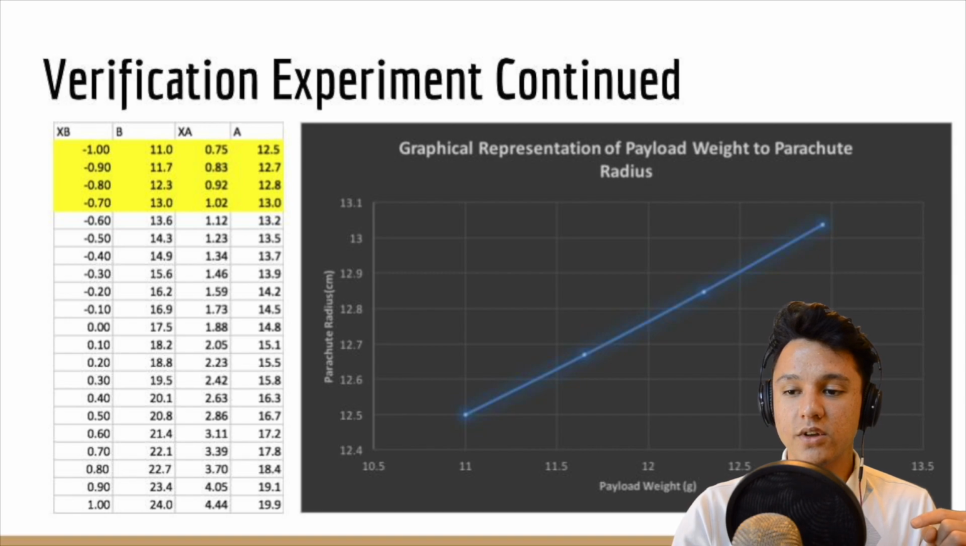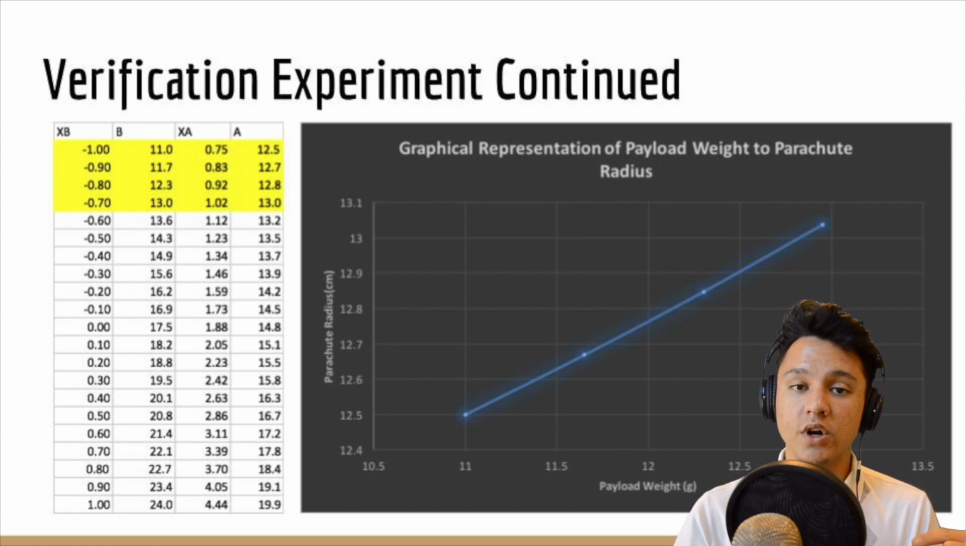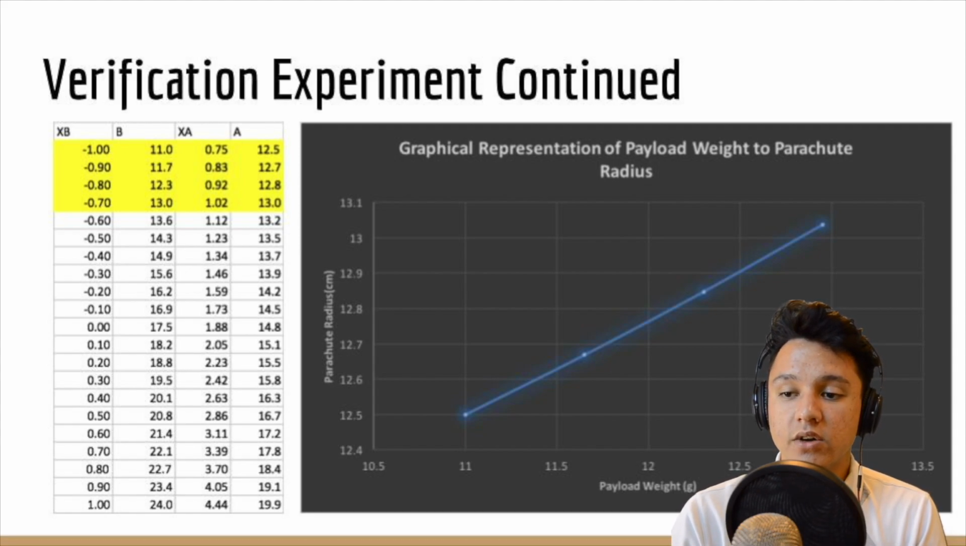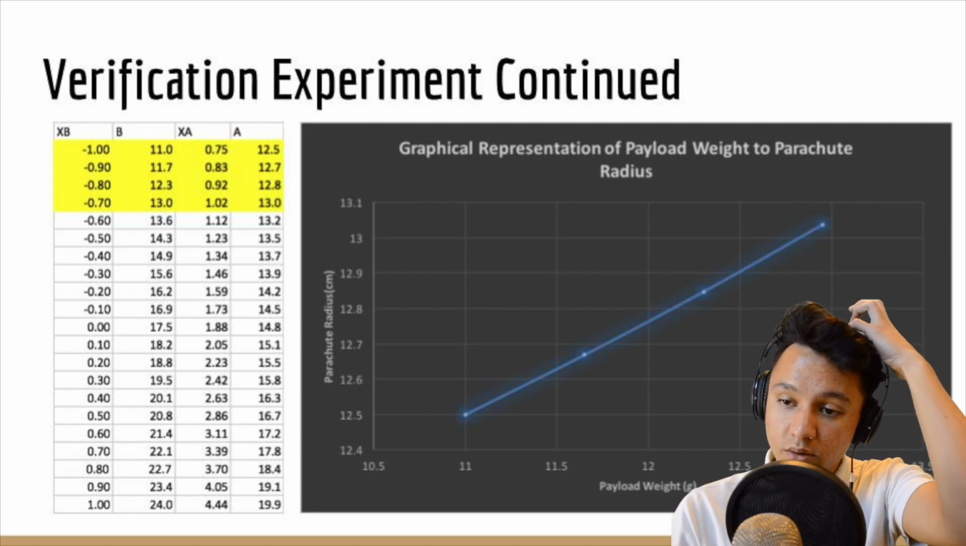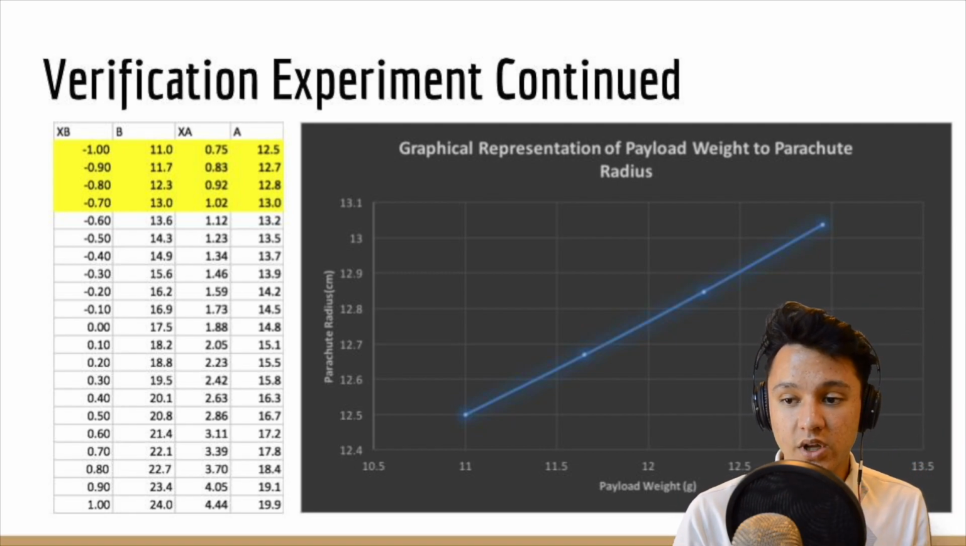So you have increments of 0.1 all the way from -1 to 1. There were 20 spaces, and then I added from the last one. So for 11 to 11.7, how I did that was I did 24 minus 11 divided by 20 plus 11, and that gave us 11.7. To get 12.3, we did 24 minus 11 divided by 20 plus 11.7 equals 12.3.